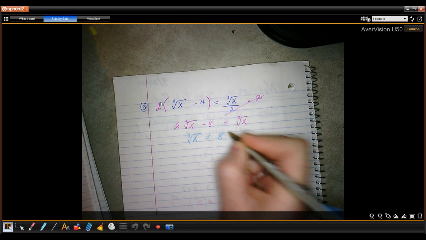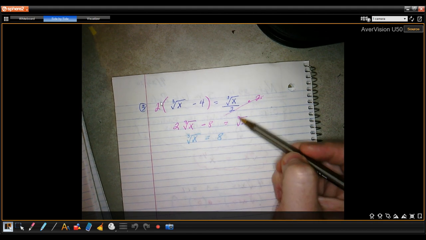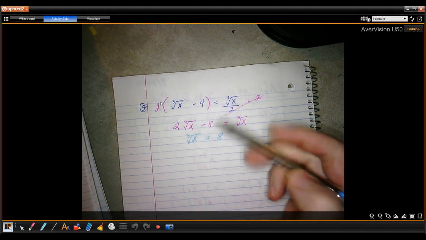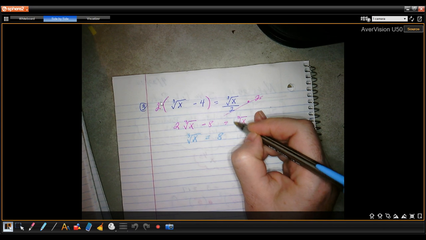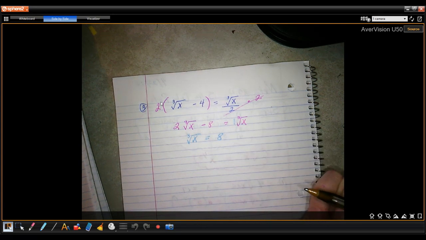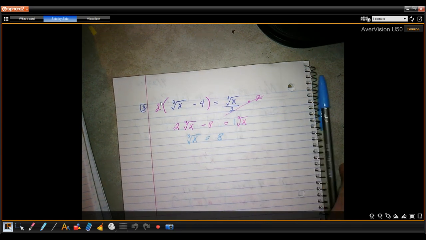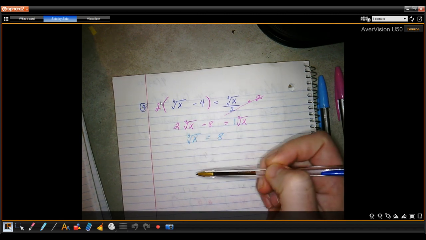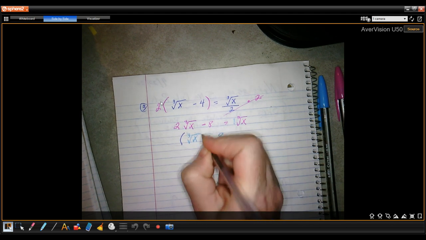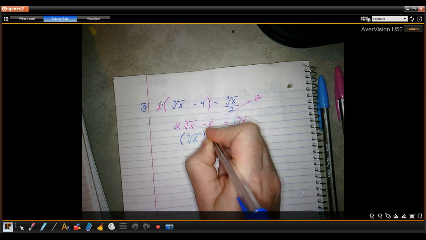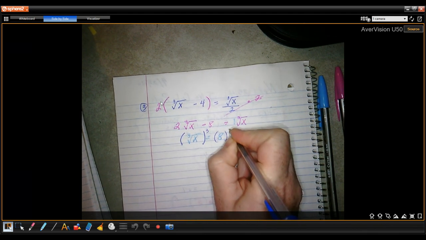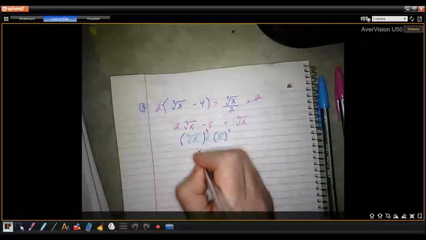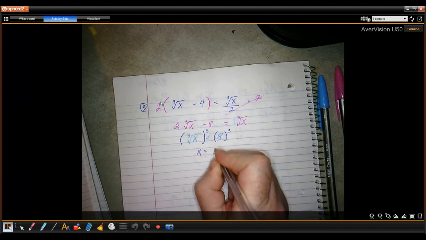Then I'm going to move the 8 to the right. I move this over to the left because this is really like a 1 right there, a coefficient of 1. Okay, now this radical is by itself, so now we can go to step 2. Step 2 is cube both sides. So x equals 8 cubed, which is 512.